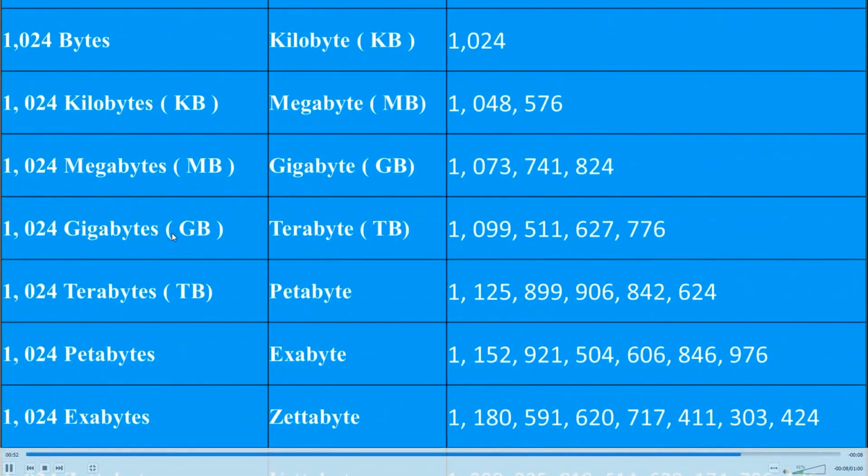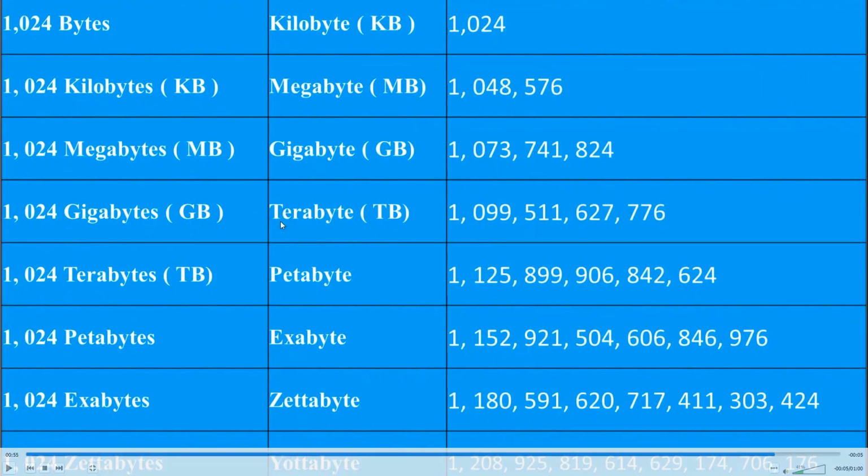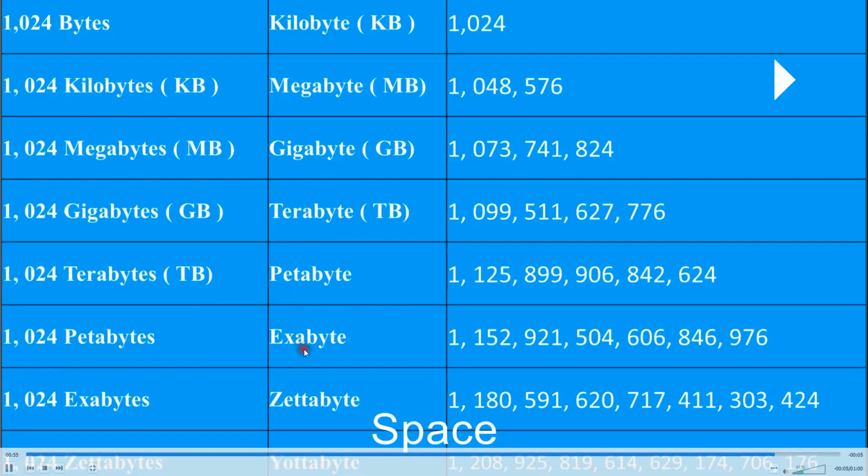1024 gigabytes or GB is equal to 1 terabyte or TB. 1024 terabytes or TB is equal to 1 petabyte. 1024 petabytes is equal to 1 exabyte.